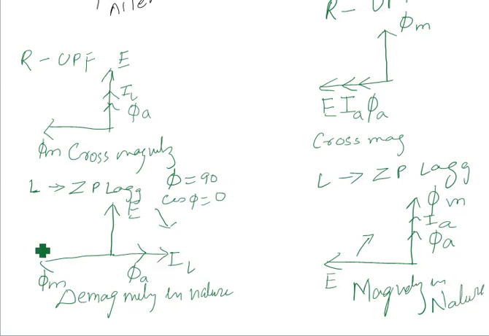So what you find out is that an inductive load for an alternator has a demagnetizing nature. It is lessening the main field, while an inductive load feeding a motor will have a magnetizing nature.